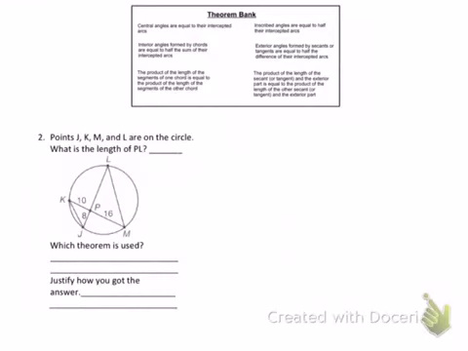In this one, points J, K, M, and L are on the circle. What is the length of PL? And PL would be this segment. So we know that we're going to use the theorem that says the product of the lengths of the segments of one chord is equal to the product of the lengths of the segments of the other chord. Now remember, product means multiply.